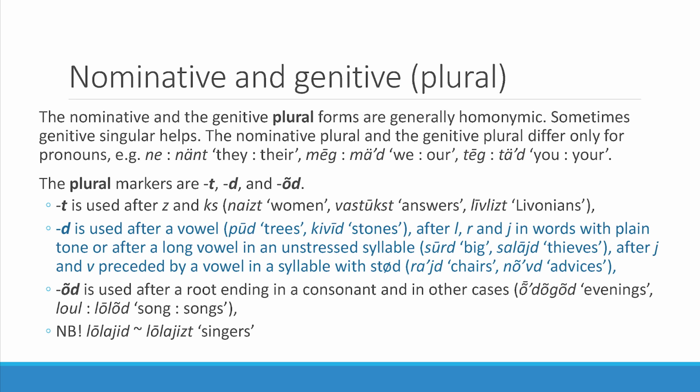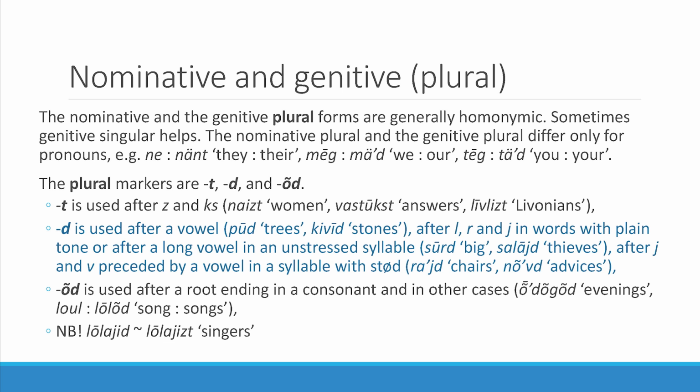And the plural markers, there are 3 plural markers. It's t, d, and ud. So it's a vowel u also in front of the d. And when are they used? This t, this strong t, is used after z and key s. So it's nai, woman. It's nice in singular genitive, and you put this T in the end. So it's nice, women.